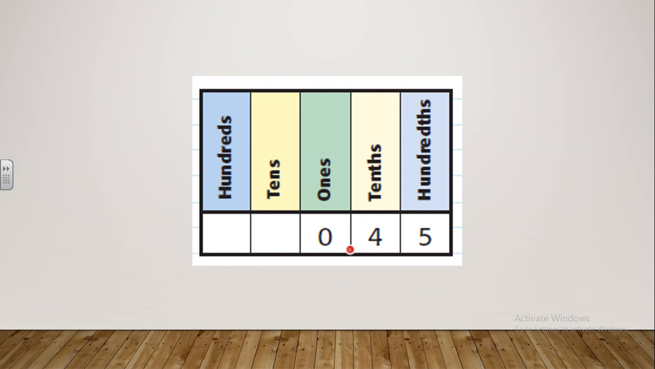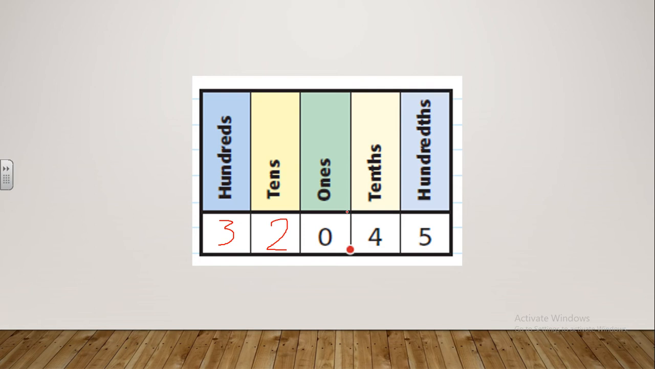Well, let's start from the decimal point. Here in the middle we have the decimal point. After the decimal point, the first number is called ones. The second, for example, if we have here 2, that will be tens, and the third number will be hundreds. So from the decimal point, the first number after the decimal point is called ones, the second tens, the third hundreds. But before the decimal point, the first number is called tens, the second number is called hundreds.